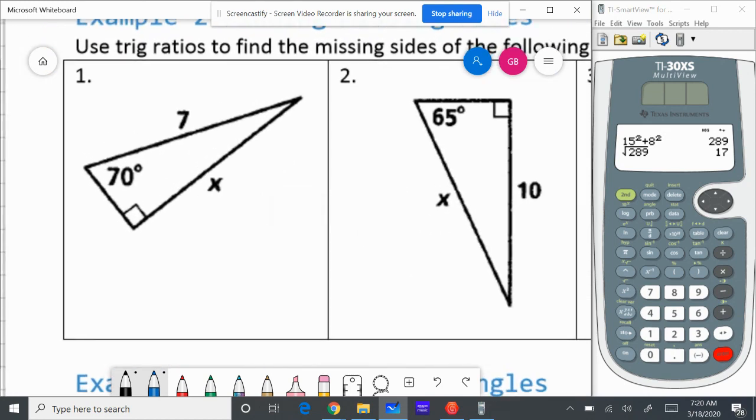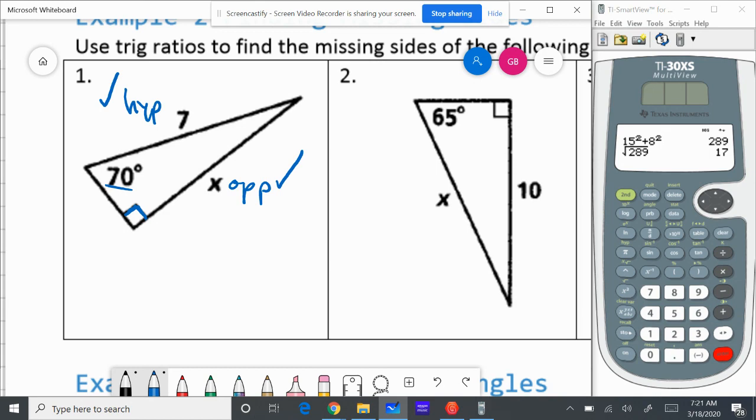Okay. So to find the missing sides, you're going to need a trig ratio and at least one other side. And we have a reference angle here. We're going to use the 70-degree angle. So first of all, you have to determine what information you're given. 7 is the hypotenuse because it's opposite to the right angle. And x is going to be opposite to the 70-degree angle. So the trig ratio that uses hypotenuse and opposite is going to be the sine.